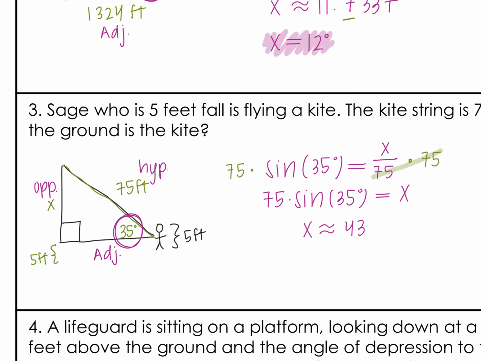Okay, and so then my key thing here, like I said, to get my actual final answer, I do need to make sure I am adding that 43 plus the height of Sage, that 5, to get 48 feet. Okay, make sure you have your units on the end.